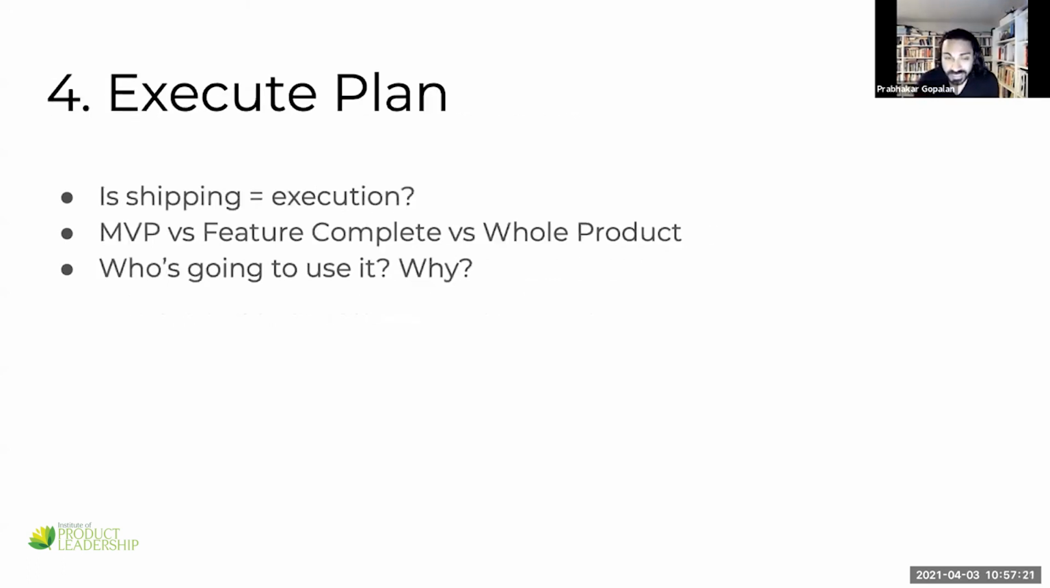And then the next one is executing the plan. So if you look back from the top, you have the objectives, you have the content and description for these things, for these KPIs. Then you built the plan. Now you're executing the plan. What steps are in your product roadmap that align with shipping these features? Are they just MVP? Are they feature complete? Are they whole product? And how are the customers going to use it?